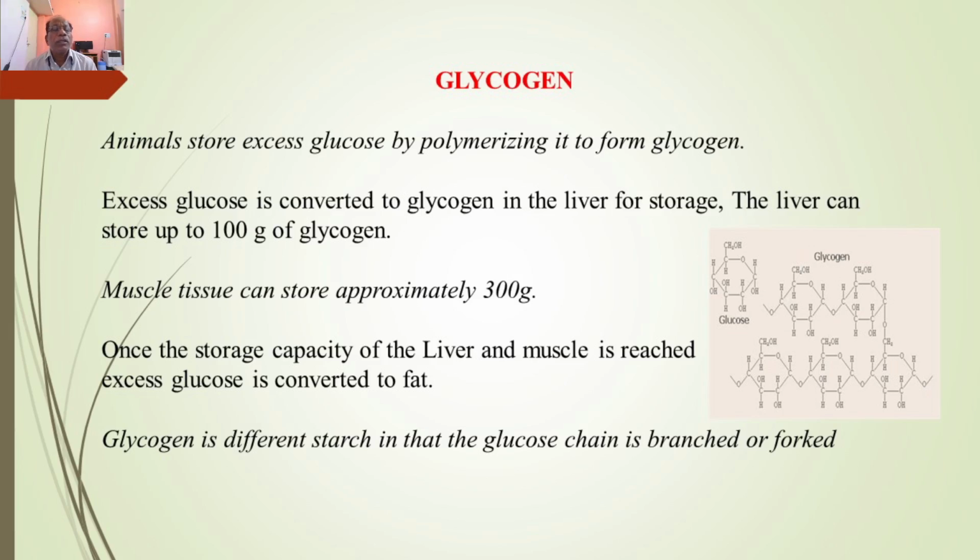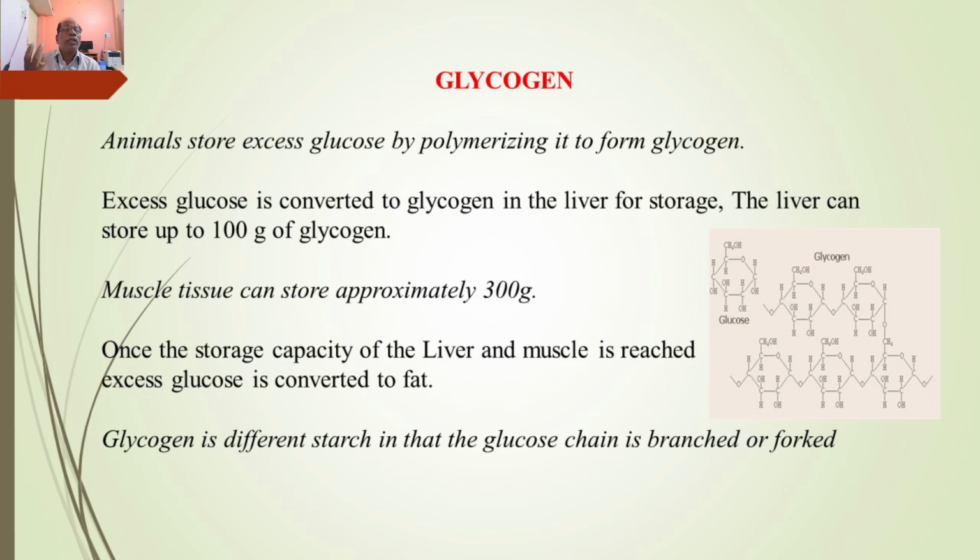Then muscle tissues can store approximately 300 grams of glycogen. So this is the capacity of the structural components of the living organism where glycogen can be stored. So glycogen is a reserve food material, and it can be stored as a reserve of carbohydrate in the liver or in the muscles.